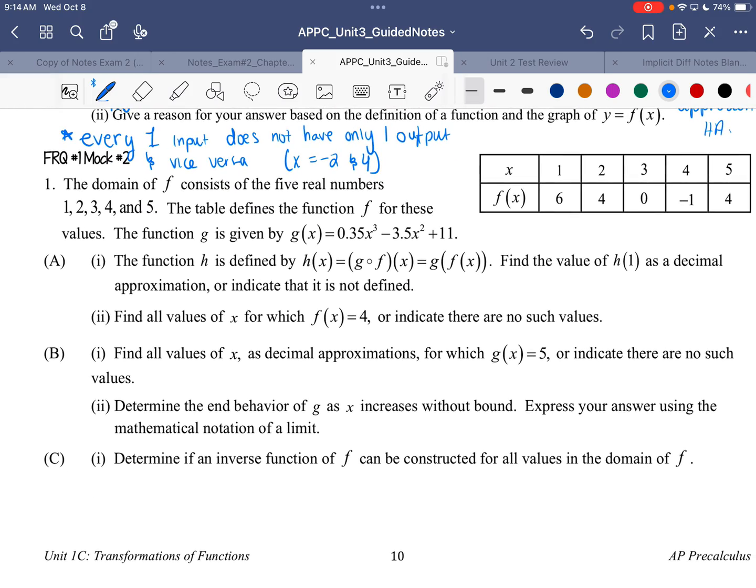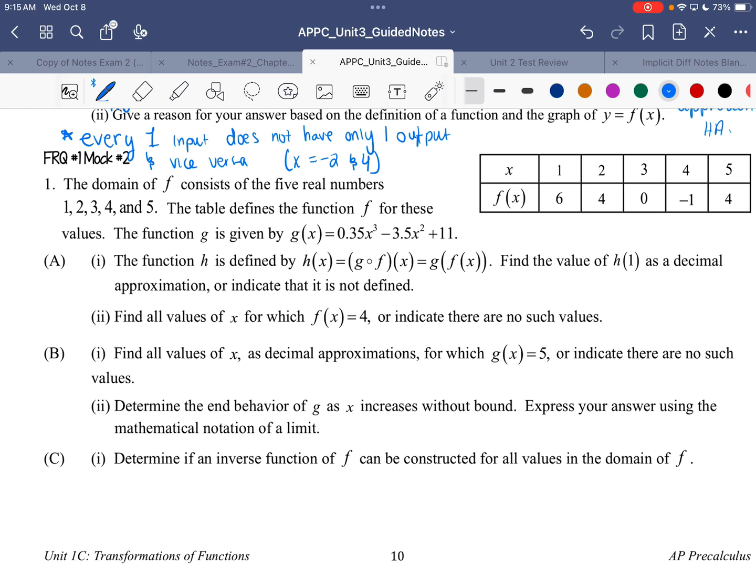Okay, FRQ 2. Here we have FRQ 1, mock number 2. Instead of having a graph, we have a table. Whenever you have a table, you should probably be trying to do some kind of regression with it if they ask you to write an equation for it. But let's not get ahead of ourselves.